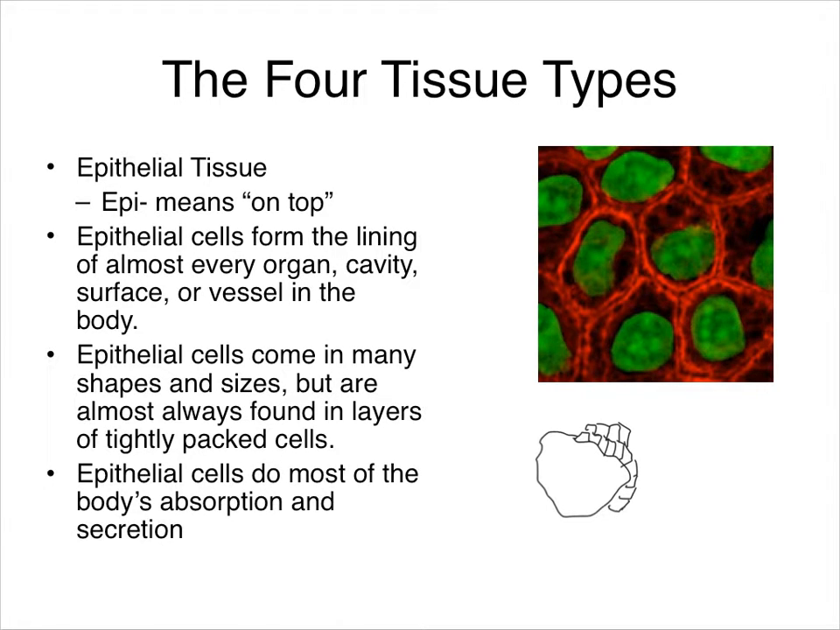Since epithelial tissues are always found anywhere there's a surface in the body, whether that surface is internal or external, any communication with areas that are not tissue, that are not cell-based, are done by the epithelial layer. So pretty much all of your body's absorption and secretion is handled by epithelial tissue.